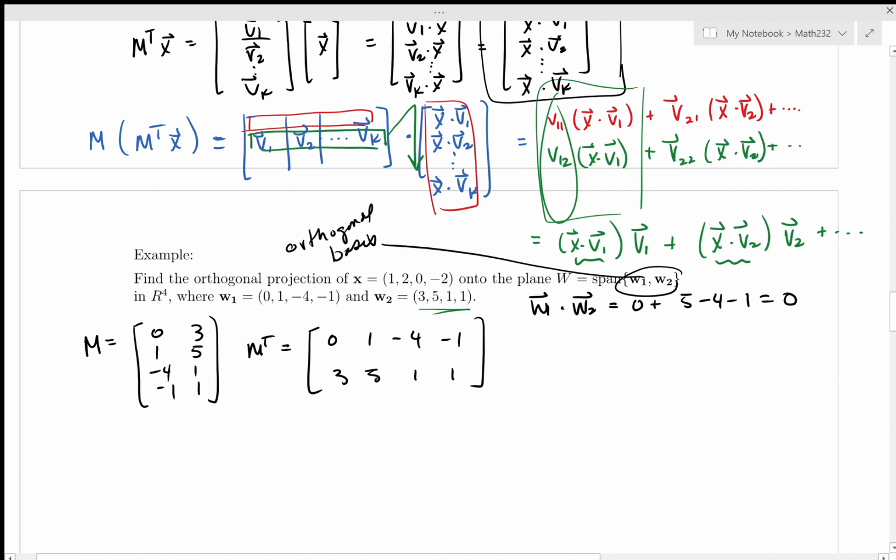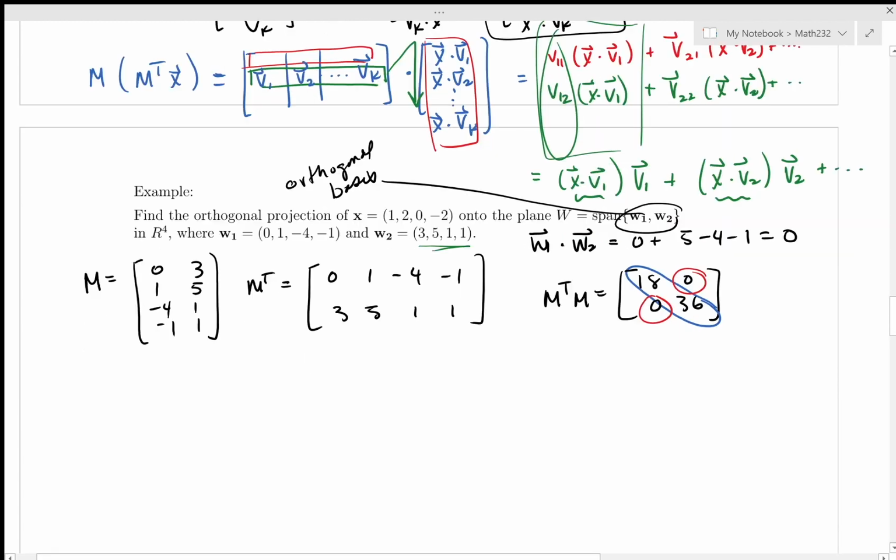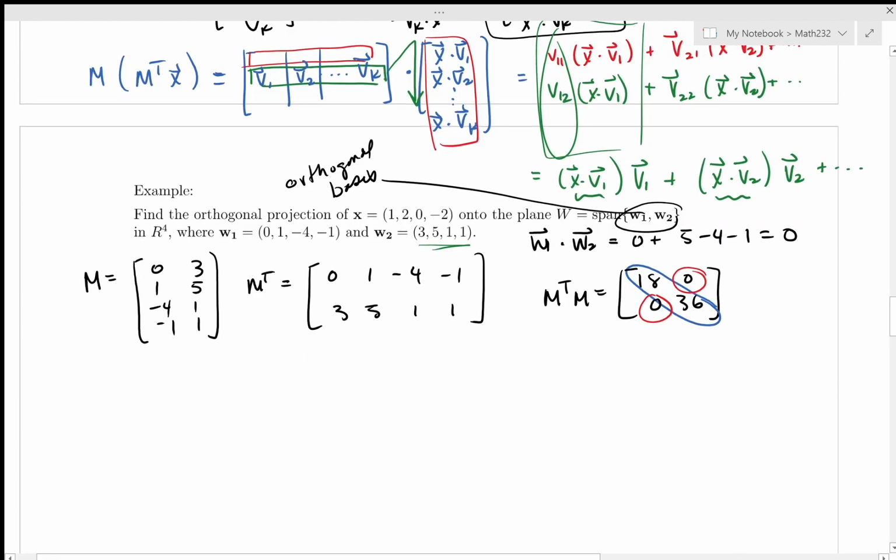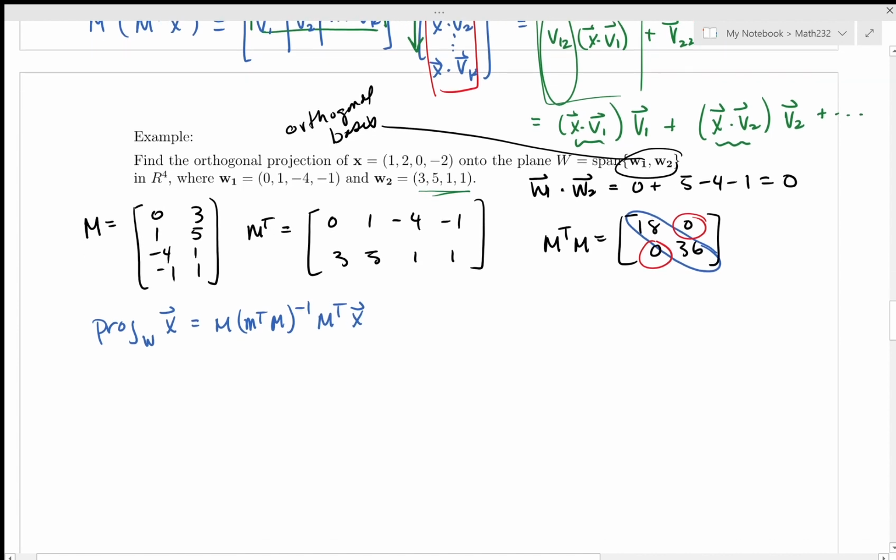Okay, so let's just multiply. I did this in Wolfram Alpha, M transpose M, just to see what happens. 18, 0, 0, 36. Okay, so these entries here are telling you that it's orthogonal, and then the fact that these entries here are not 1 tells you it's not orthonormal. So you can't just go with M transpose times X. So in general, we will recall that the projection onto W of X is equal to M transpose M inverse M transpose X. So in this case, we could just go ahead with that if we wanted, and then we would simply have just a whole pile of calculations to make.